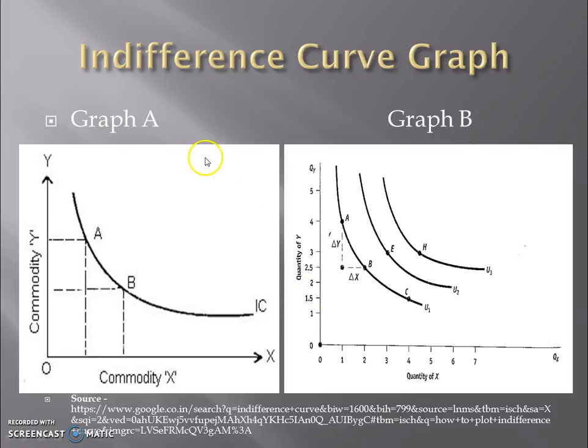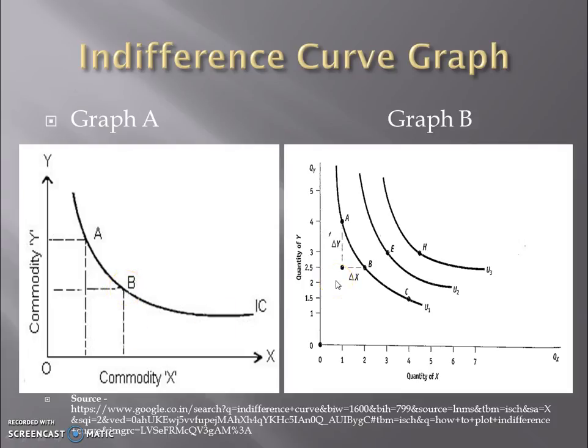Let us look at these two graphs. Graph A shows us an indifference curve where at point A the consumer has more of Y and less of X, and at point B the consumer has almost equal amount of both good X and Y. The consumer derives the same level of satisfaction at both point A and at point B. And if you look at this curve, this A to this point and from B to this point will be the marginal rate of substitution. So A to here, which is the change in Y, divided by this amount, which is the change in X, is the marginal rate of substitution.